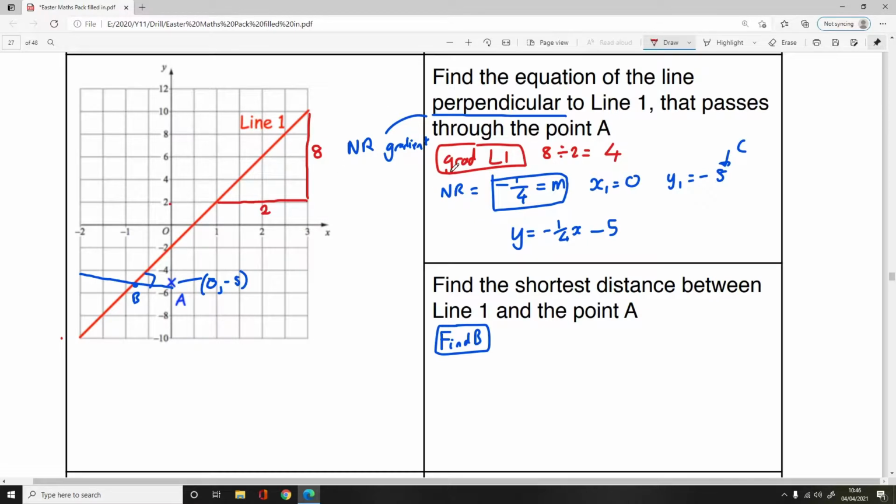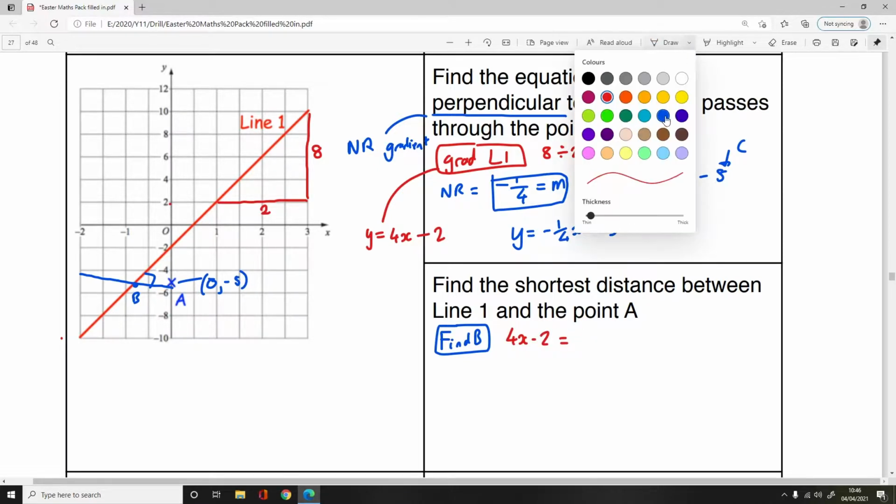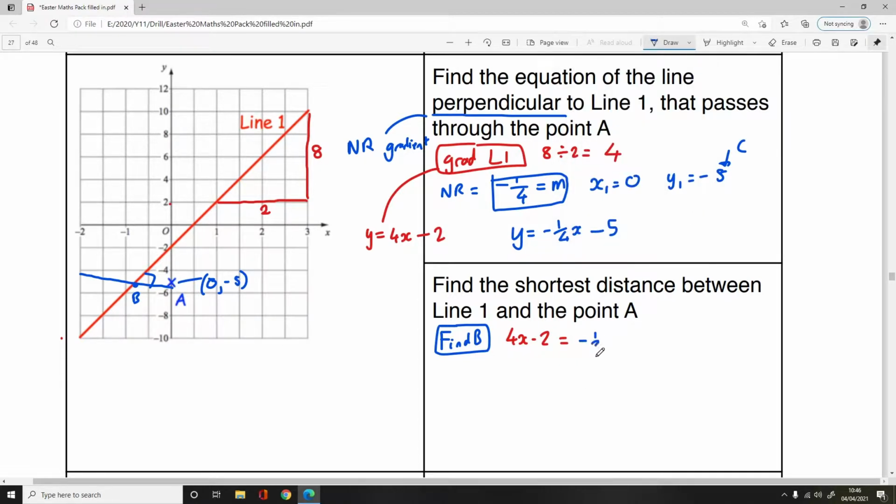And we've got its gradient already, which is good. So we know it's y equals 4x, and we can see clearly it goes through the y-axis at -2, so it's y equals 4x minus 2. So to find B, we need to solve those two equations. We need to set them equal to each other. So 4x minus 2 equals minus a quarter x minus 5.